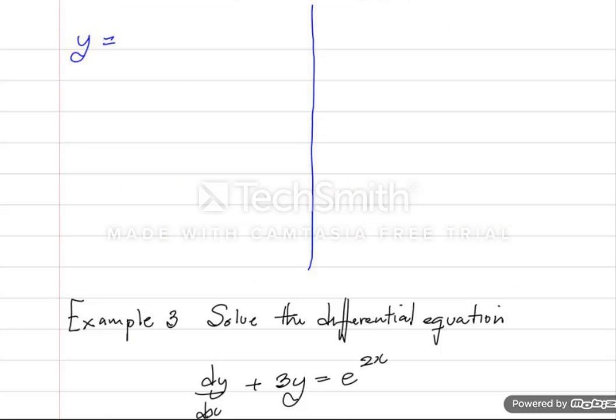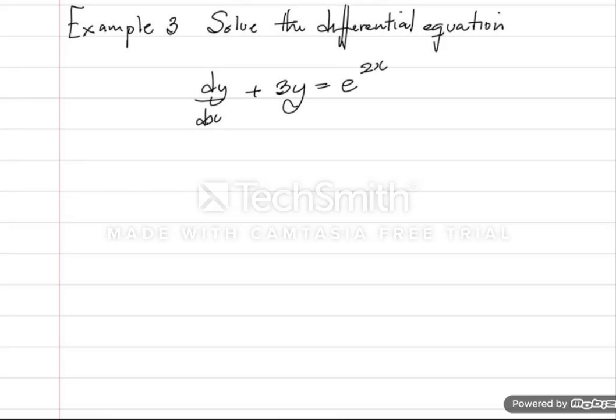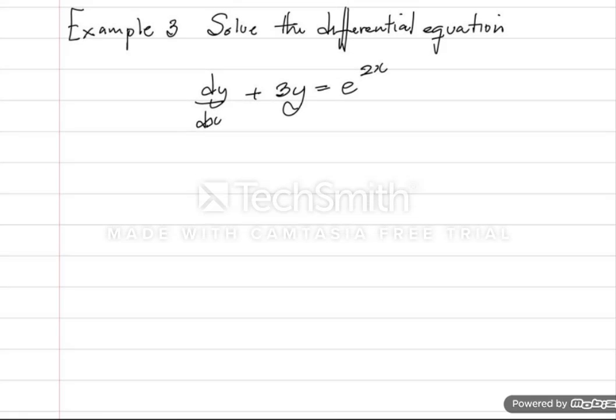I'm going to divide the entire equation by x, so I get y is equal to x cubed over 4 plus c over x. So my answer would be y is equal to 1/4 x cubed plus c x to the minus 1. With that in mind, guys, I want you to try this differential equation.